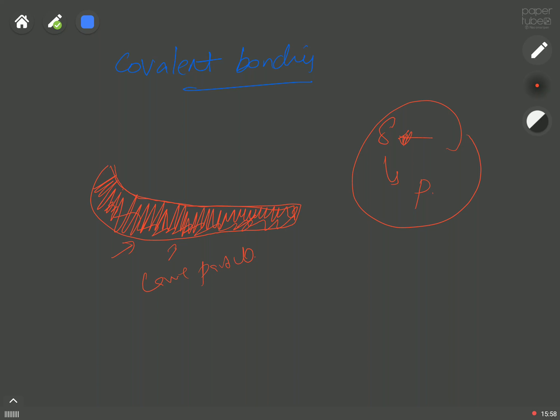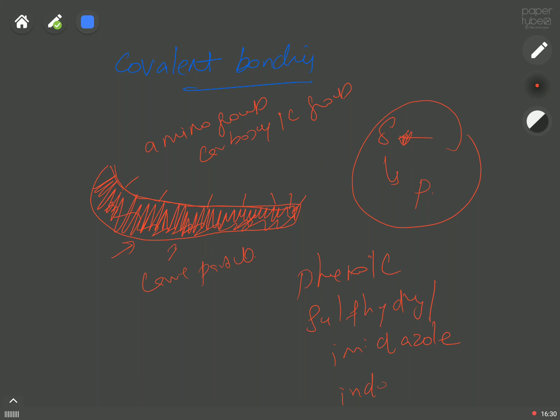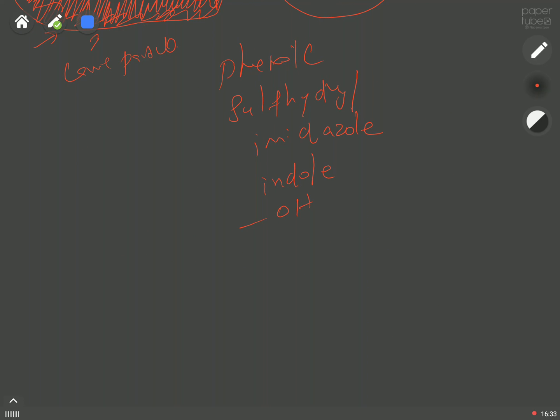and this carrier particle contains a lot of functional groups. So they can form a covalent bond with the amino group in your enzyme, or maybe the carboxylic group, or maybe the phenolic group, and then sulfhydryl, and also imidazole, indole, even the simple hydroxyl group. So they tend to form covalent bonds with any of these groups in your enzyme, and thereby the enzyme gets stuck to the surface of your solid matrix.